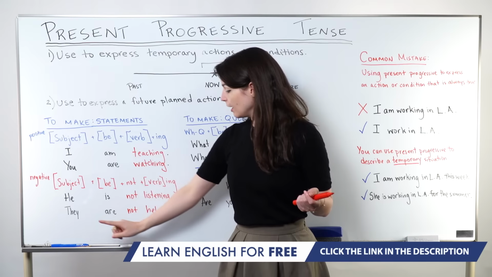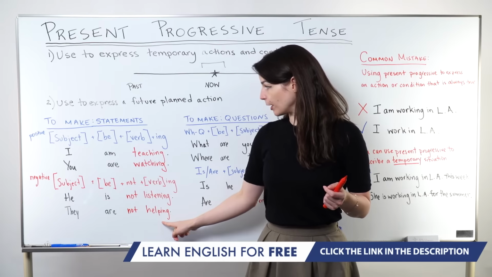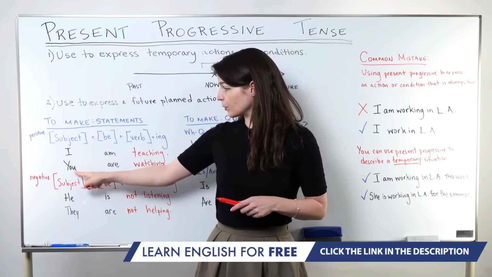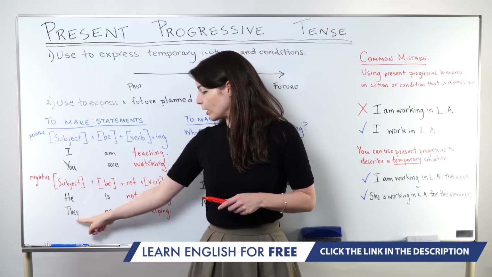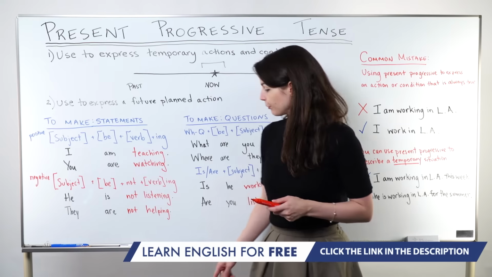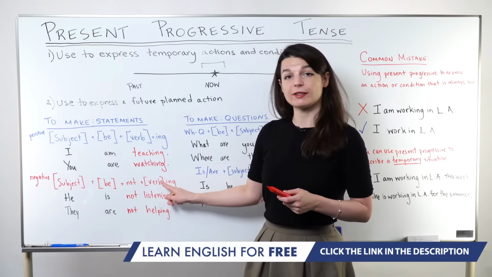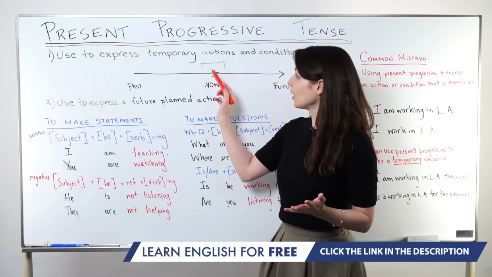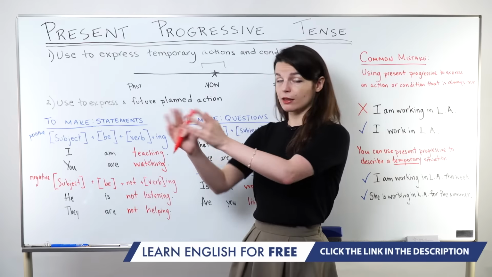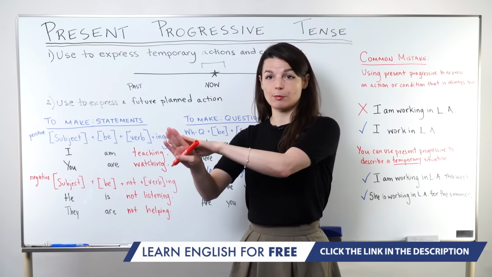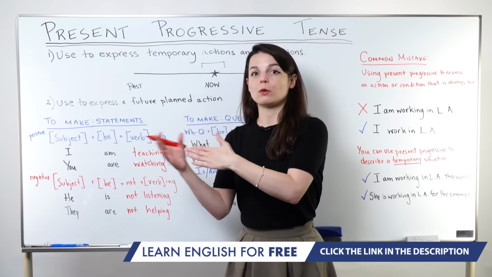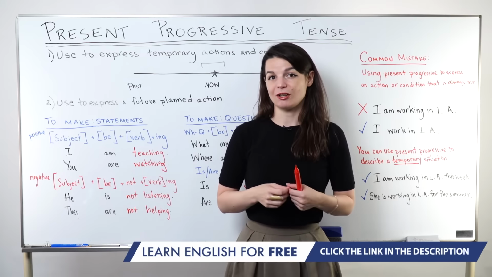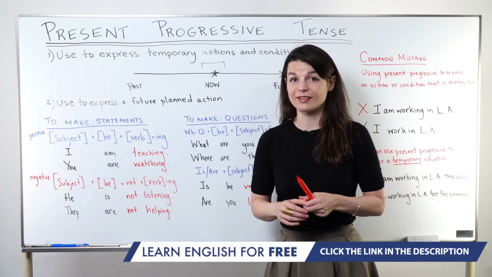One more example, they are not helping. So my subject is they. My be verb is are. So just as we used with you are, they are, we also use are when the subject is they. Not helping. So help is my verb. The ing form is helping. They are not helping. So again, this is a temporary situation. In this moment, they, those people over there, are not helping. So maybe we want them to help. So we might ask them, please help us, or something. We want to express this current negative condition. So this is how we do it, by using a negative sentence pattern.